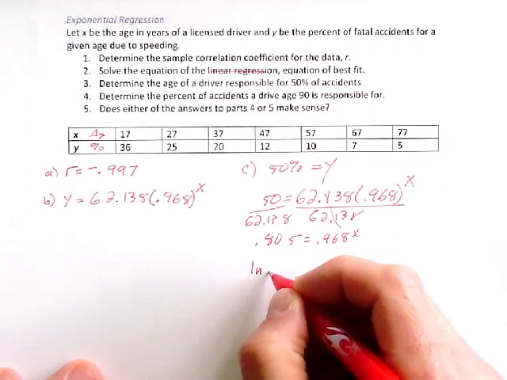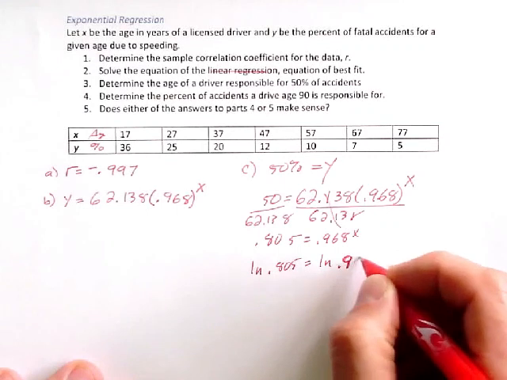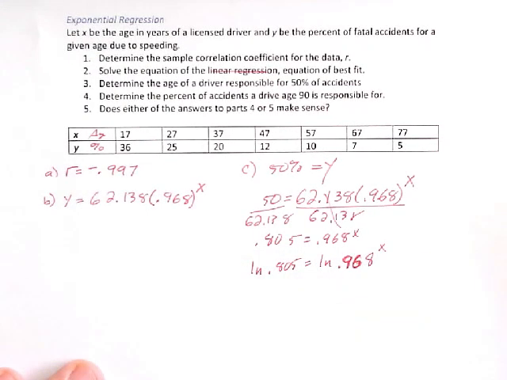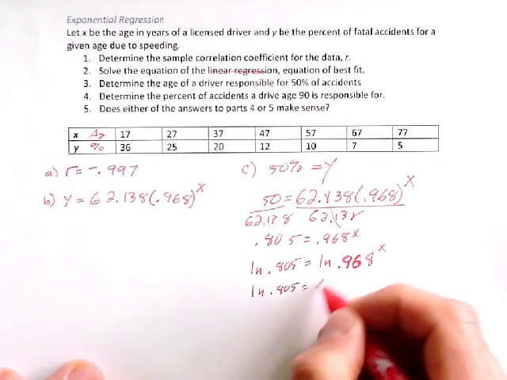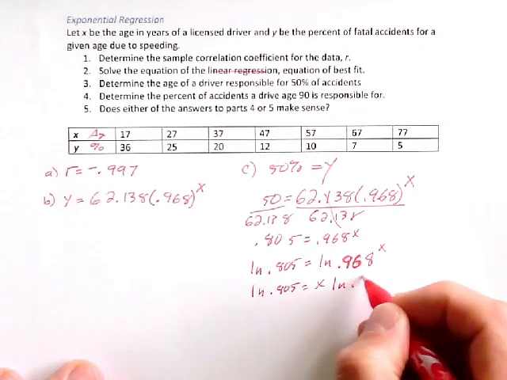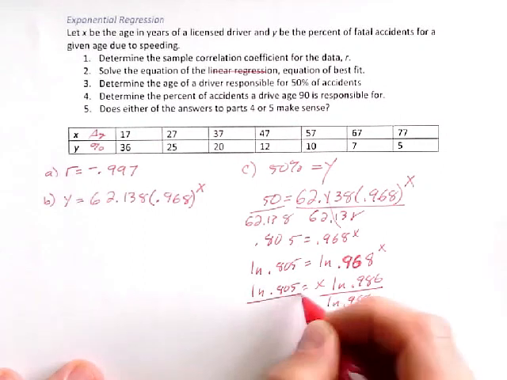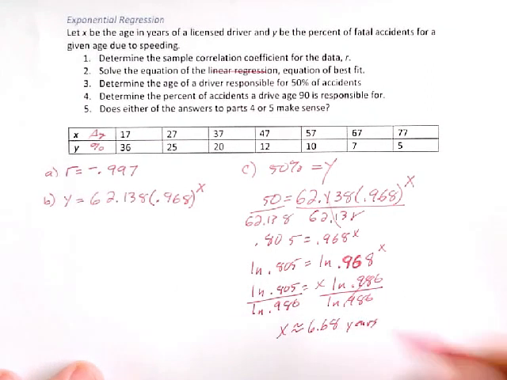Now to get this the way we want it, we're going to do the natural log of 0.805 equals the natural log of 0.968 raised to the X. And our rules of logs, let the X go in front. And then we divide by the natural log of 0.968. So X ends up being about 6.68 years. All right.